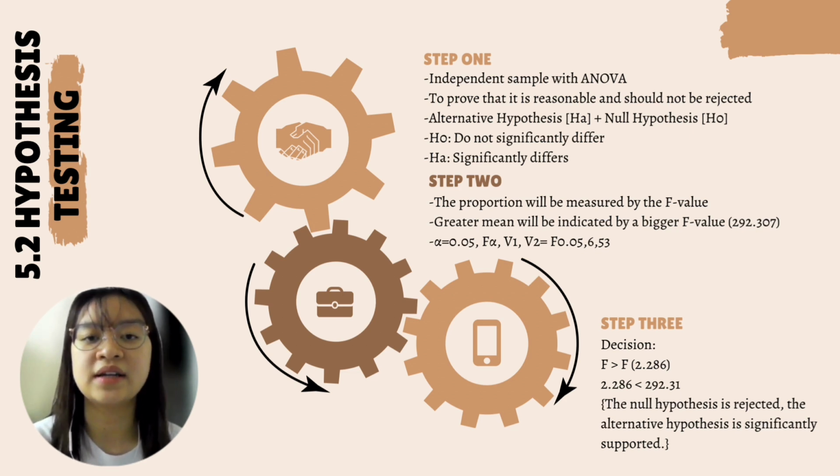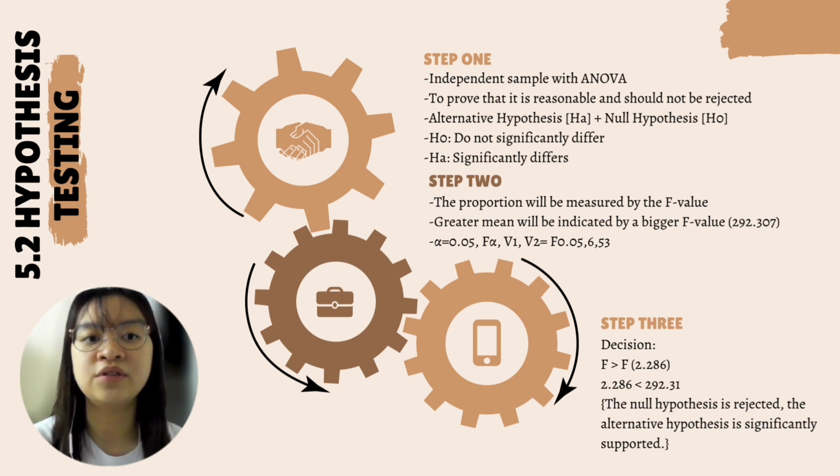The theories will be stated as the price, weight, height, length 1, 2, and 3 do not significantly differ from one another in terms of the means for the null hypothesis. While for the alternative hypothesis, it significantly differs from one another in terms of the means. The proportion between group to within group variability will be measured by the F value. A greater mean between all the variables will be indicated by a bigger F value, which is 292.307.